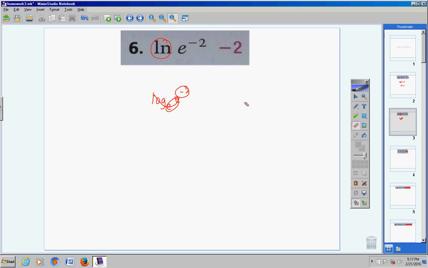Or if you prefer, you are more than welcome to write this exponentially. Say that this expression here equals x, and so we'd have e to the negative 2 equals, bring e over, e to the x. And look, x has to be negative 2 because e to the negative 2 equals e to the negative 2.